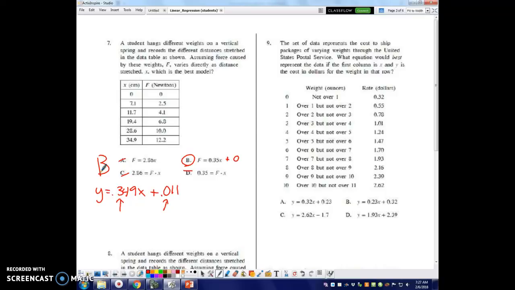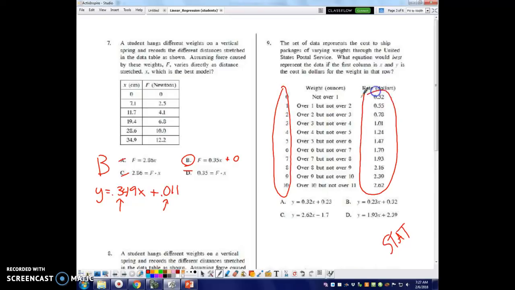The set of data represents the cost to ship packages of varying weights through the United States Postal Service. What equation would best represent the data if the first column is X and Y is the cost in dollars for the weights in that row? Okay, so you're trying to find, again, the line of best fit. So how are you going to do this? Stat. Okay, so I would use this and then use this. Okay, so Y1, Y2.